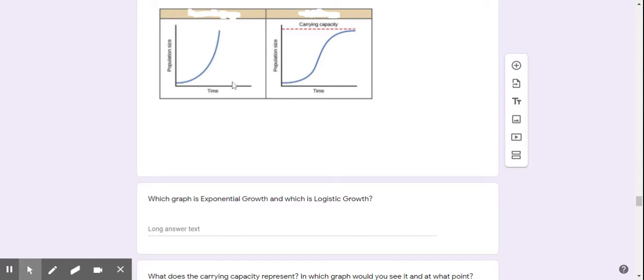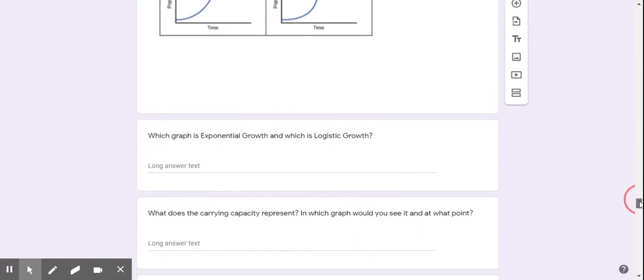Exponential growth explodes in the beginning, just like the one on the left, while logistic growth did have that explosion right here, but eventually it reaches its carrying capacity, which is where it evens out and becomes a stable point to hold the population. Now let's go to the next one.